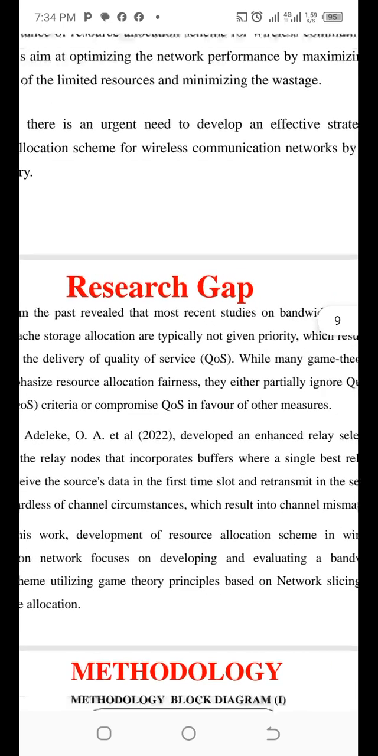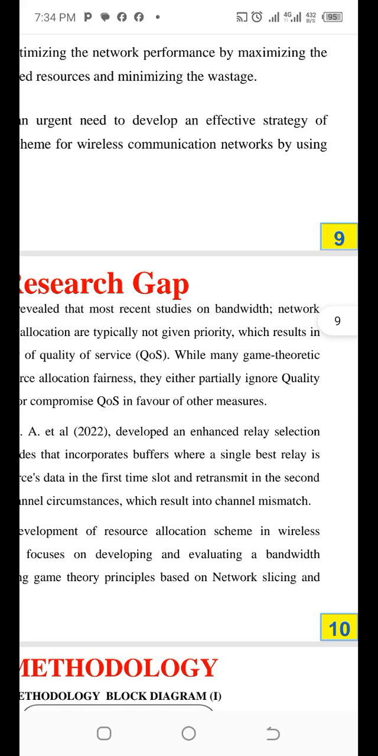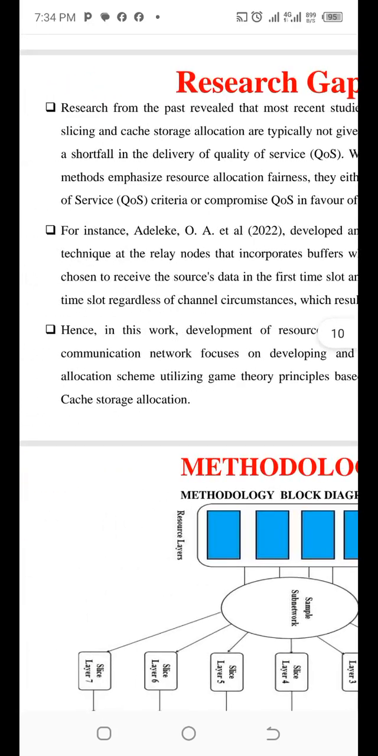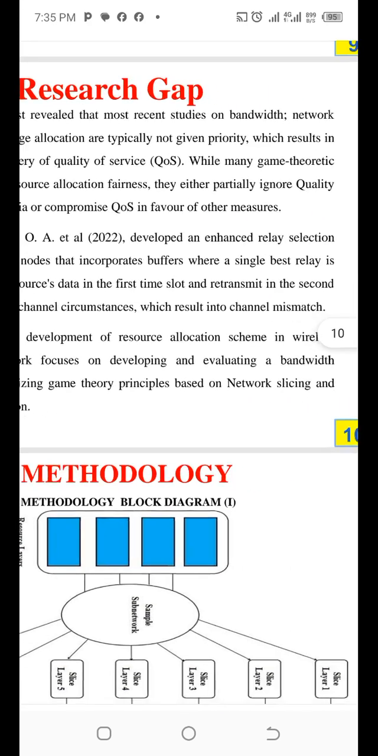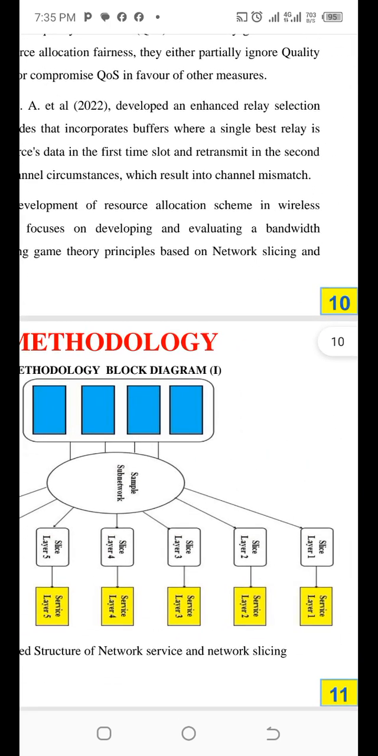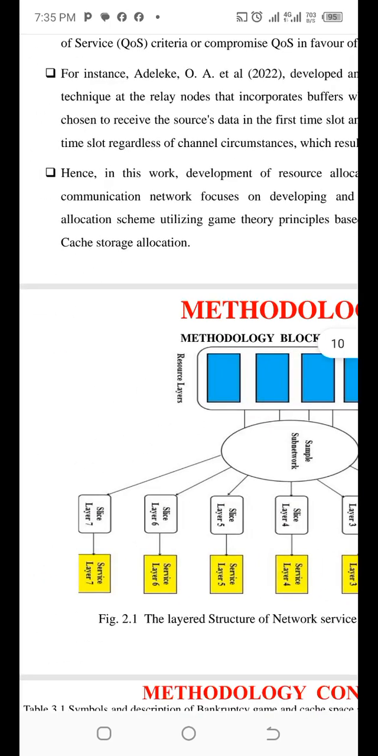Research gap. In recent research work done on bandwidth, it was realized that most of the researchers do not give priority to network slicing and cache allocation, which is very paramount in network performance, in order to achieve the quality of service and also to reduce the latency. Hence, this work, development of resource allocation scheme in wireless communication network, focuses on developing and evaluating a bandwidth allocation scheme utilizing game theory principles on network slicing and cache storage allocation.